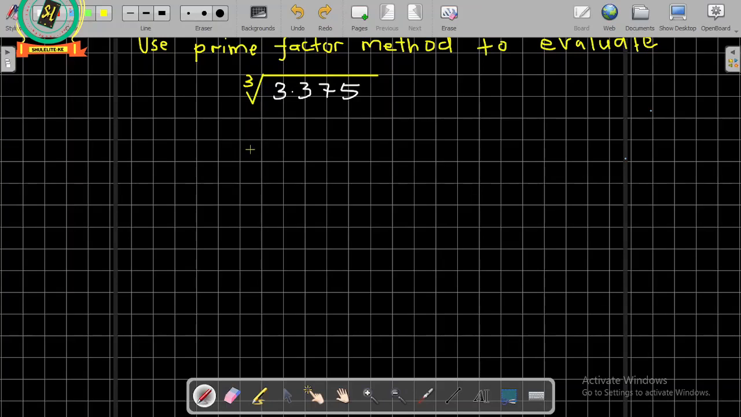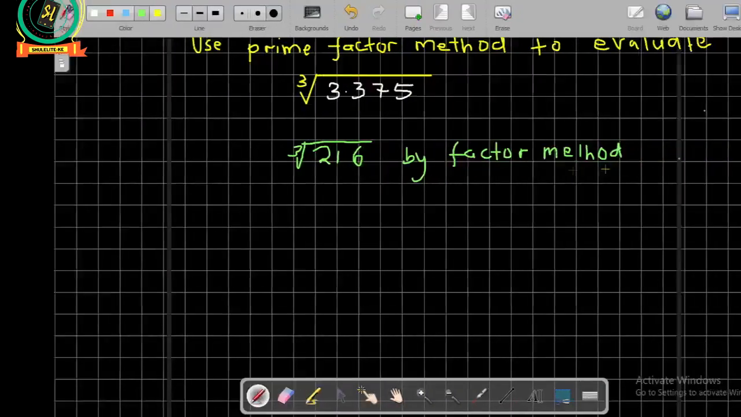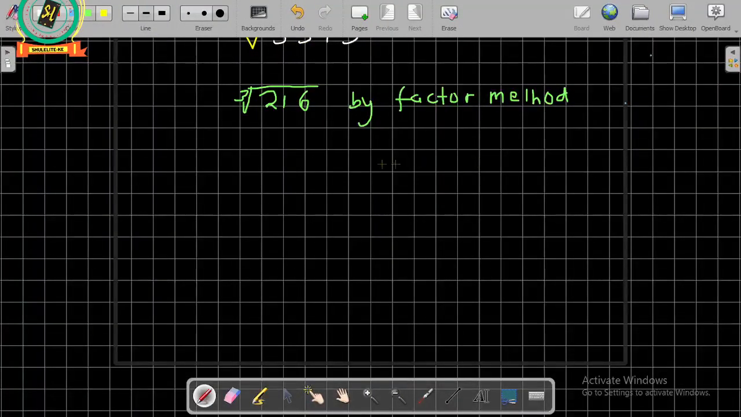I'm going to pick a number like 216. Assuming that someone is asking you to find the cube root of 216 by factorization, or using factor method. Let me just write it by factor. How would you go about that?